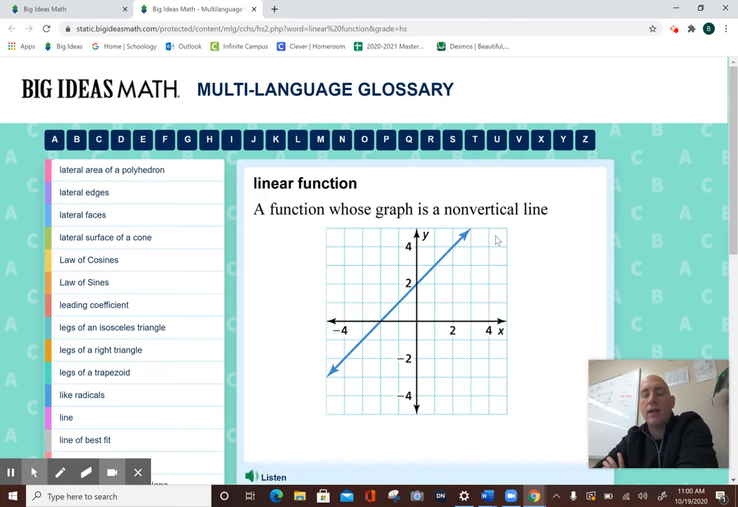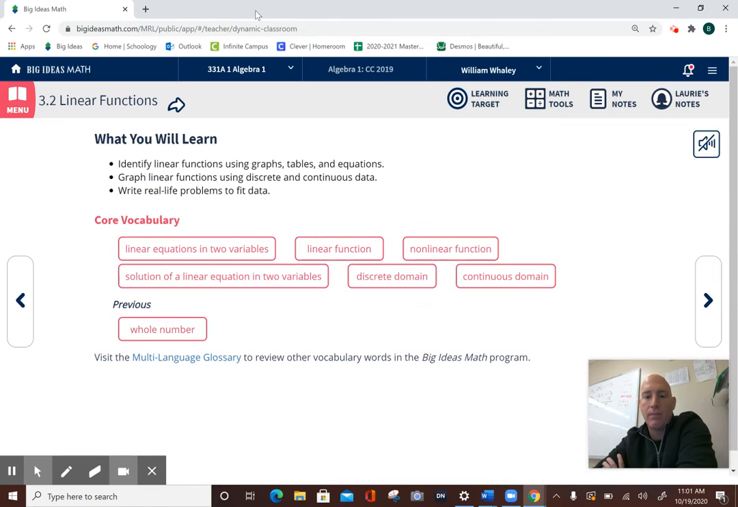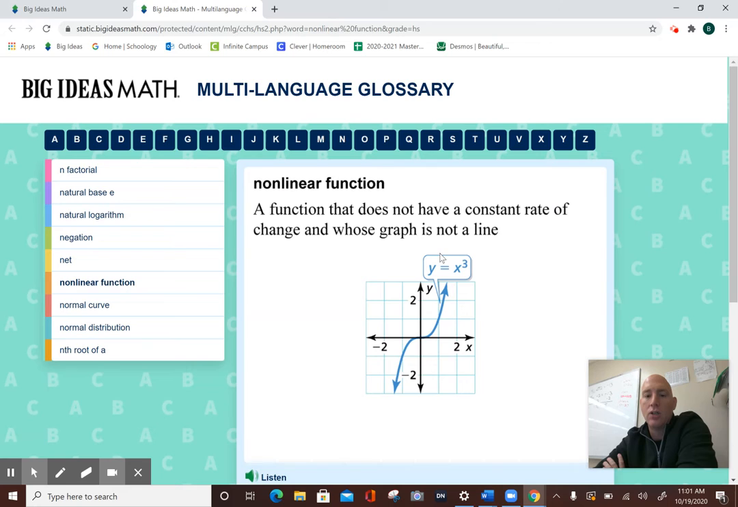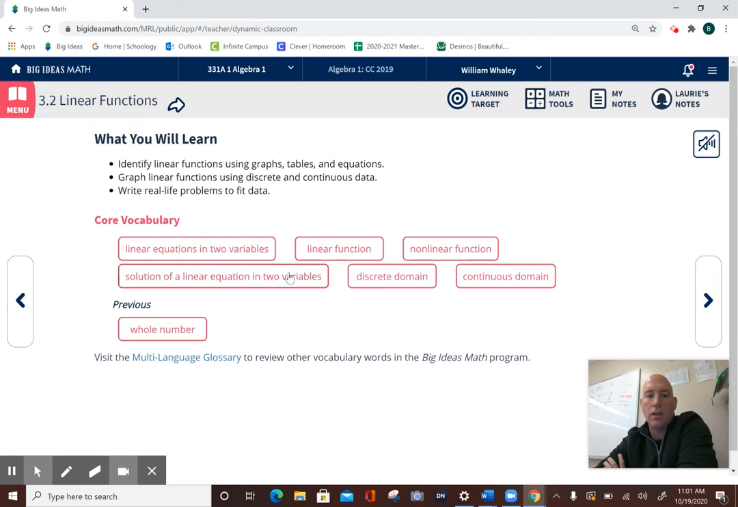Okay, so now we have linear function. A linear function is a function whose graph is a non-vertical line. So be careful. All lines are linear functions except vertical ones, because remember, a vertical line is not a function. It would not pass the vertical line test, okay? Non-linear function. A non-linear function is anything that is not a linear function. So anything whose graph does not have a constant rate of change or whose graph is not a line. And this constant rate of change, we're going to come back to in a little bit.